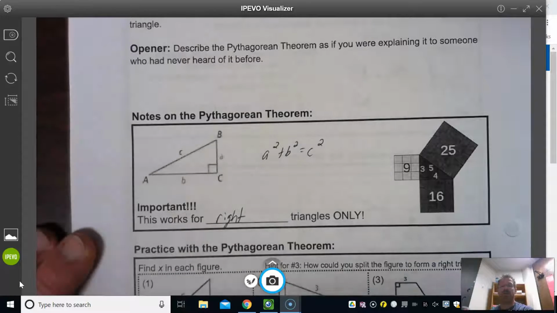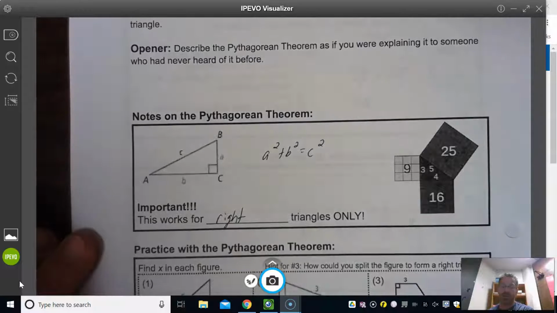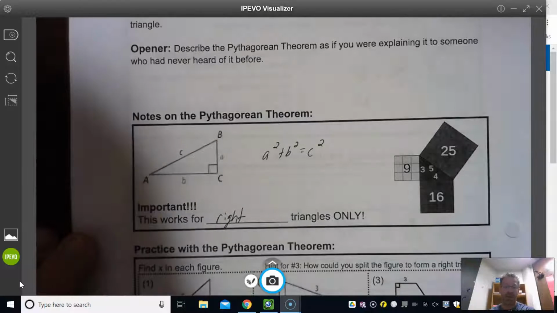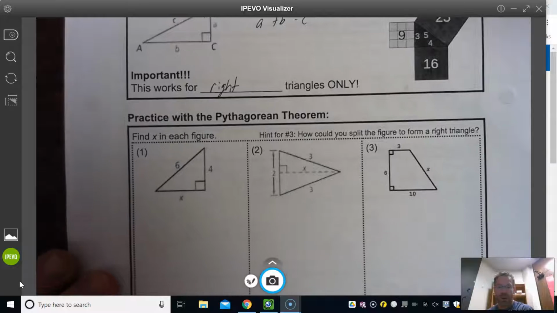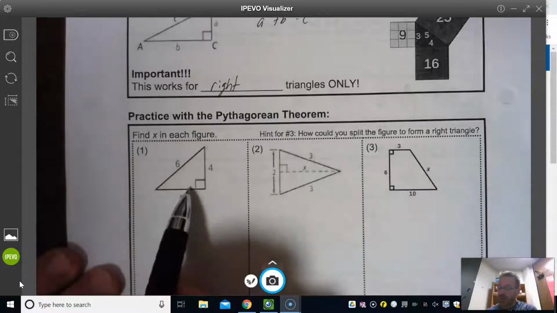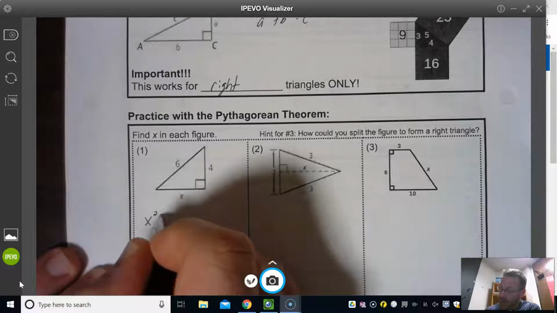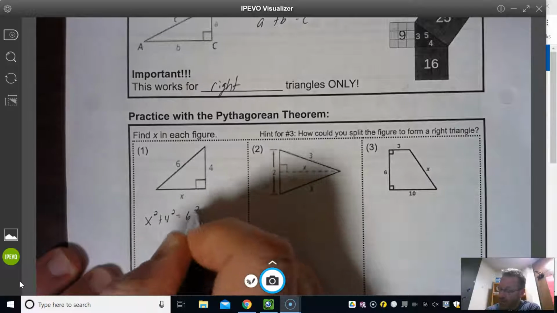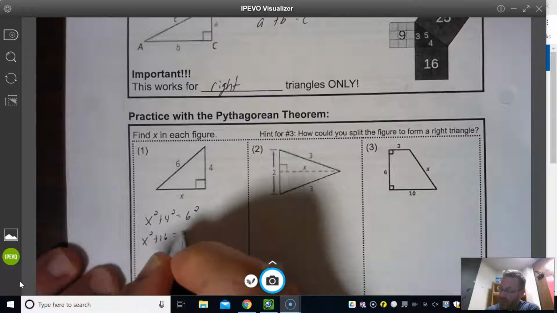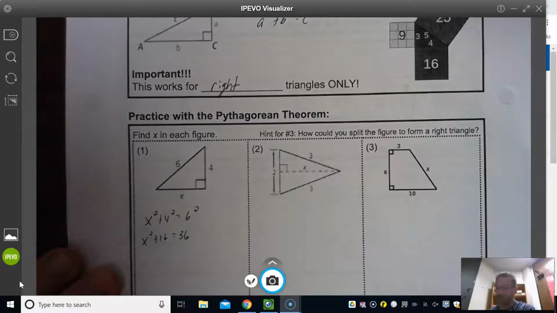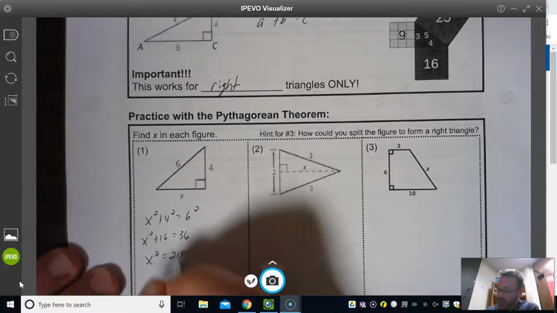Now, once again, we're going to leave our answers in exact form. That means we're going to simplify our radicals just like we did in the prior lesson and leave it like that, so we don't want any decimal answers. Just real quick, when we look at problem 1, I want to find x here. So I would say x squared plus 4 squared equals 6 squared. Going through my process, x squared plus 16 equals 36, and that means x squared equals 20.